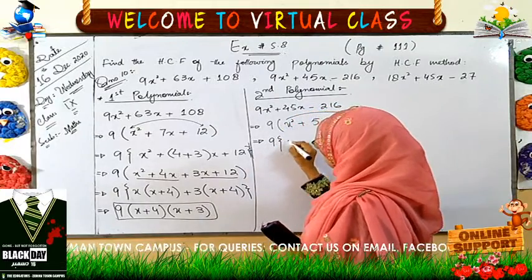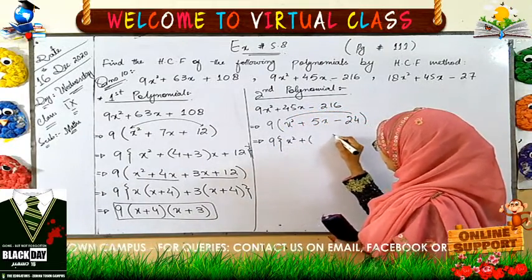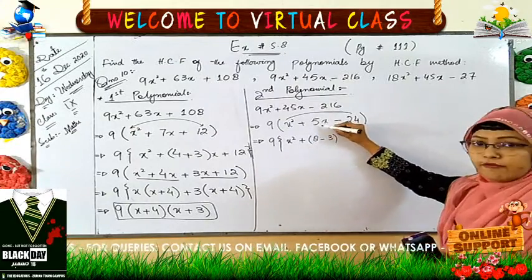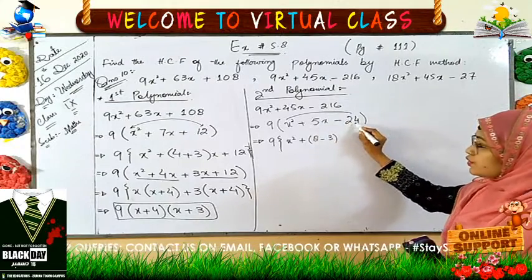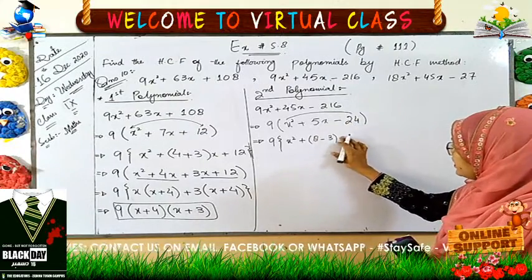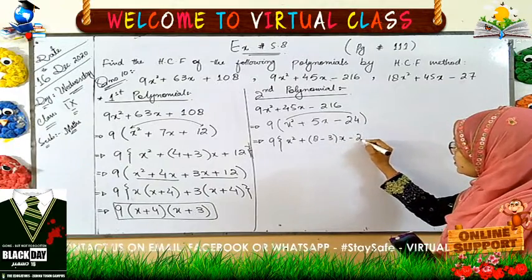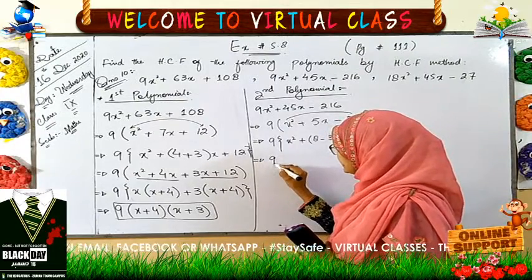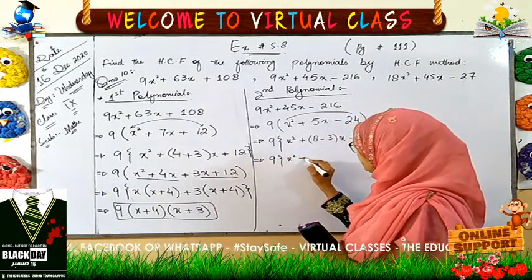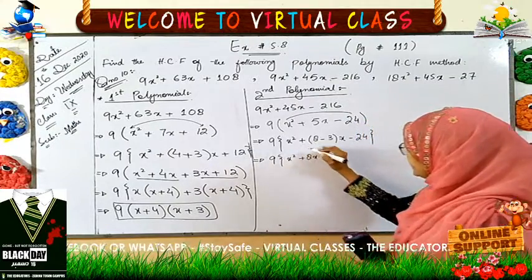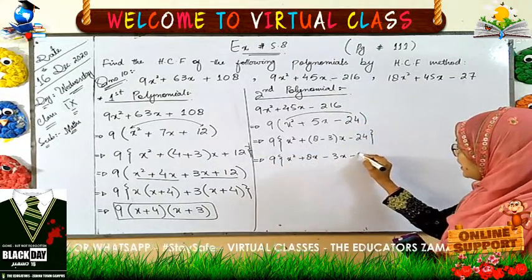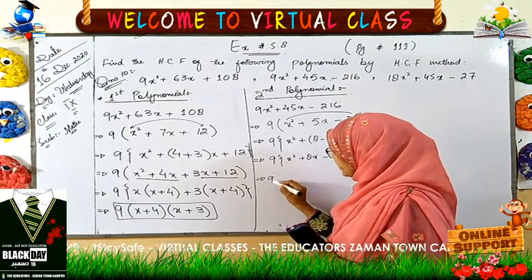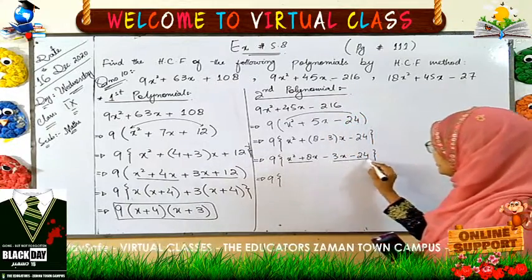9 as it is. x square plus, we have to write down the factors, 8 minus 3. 8 minus 3 is 5, and 8 3s are 24. Okay. Minus, here we have to write down the variable x, minus 24. Now open the brackets. 9 as it is. x square plus 8x minus 3x minus 24. Right?